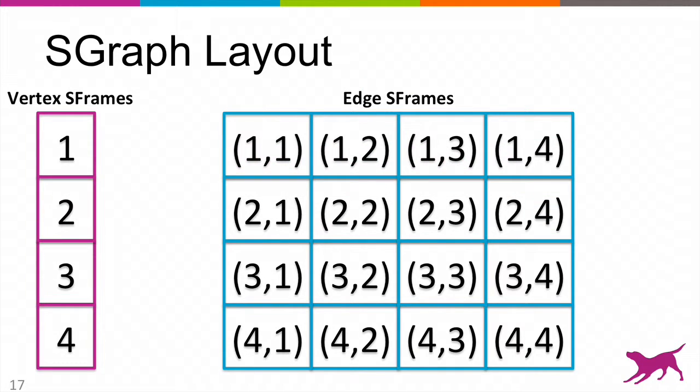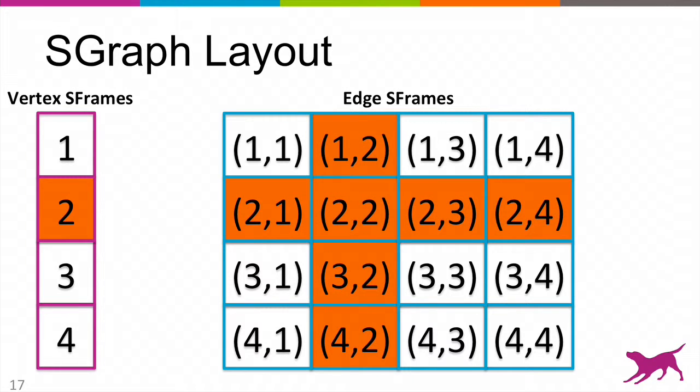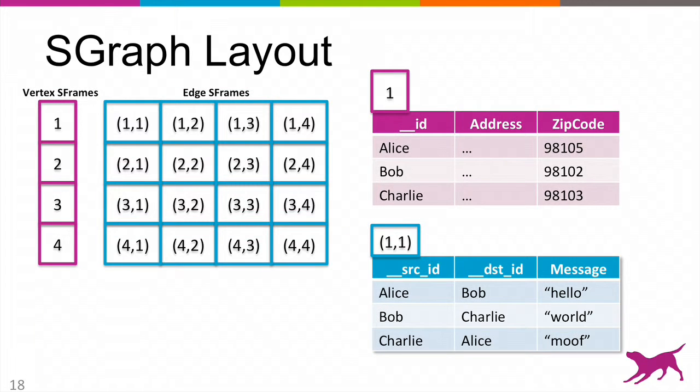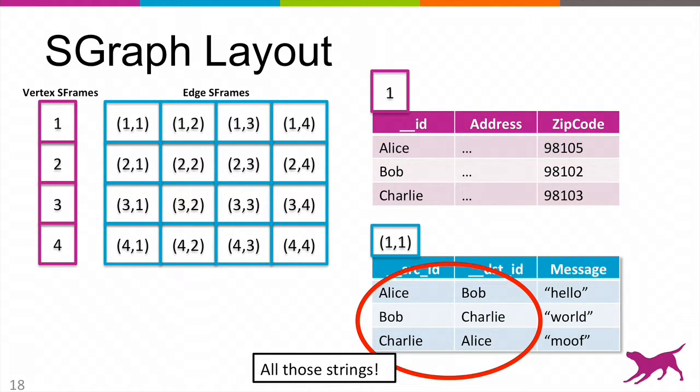Okay, and then the inverse query is also fast. If we want to look for all edges connected to vertices in partition 2, we just need to look at this set of edge tables. So this is the basic layout. We have vertex tables and edge tables, partitioned into 4 and 16 shards respectively.